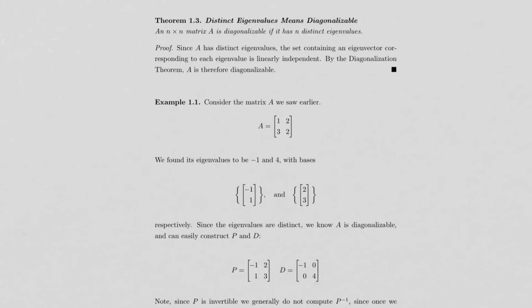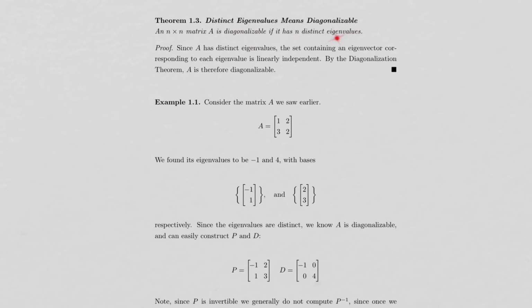If we come back and look at this theorem again briefly, notice that this is not an if and only if statement. It's just an if statement. So it's not a bidirectional implication, it's a one-way implication. In other words, if A has n distinct eigenvalues, then A is diagonalizable. The converse is not necessarily true. If A is diagonalizable, it is not necessarily the case that A has n distinct eigenvalues.